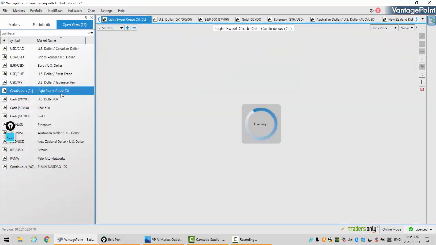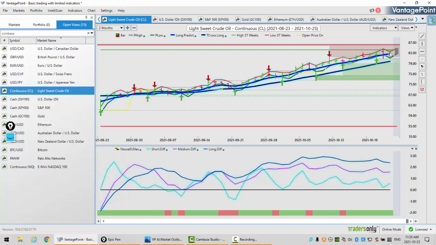Now, when we look at light sweet crude oil, once again, we look at the structure of the market. We have the predicted highs and predicted lows, where the VP predicted highs and predicted lows have been very, very good this past week. But we're starting to break outside of the Vantage Point predicted low. And we've done that 2 days in a row, and that's a little concerning.